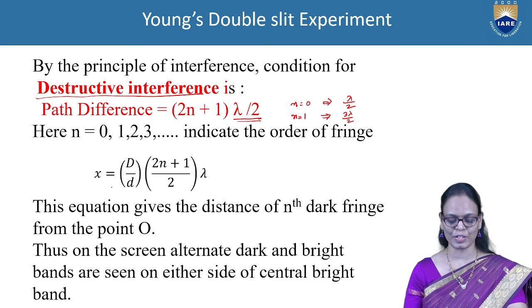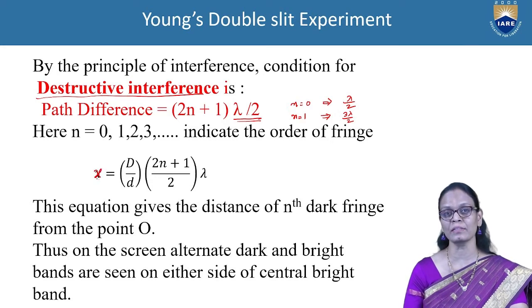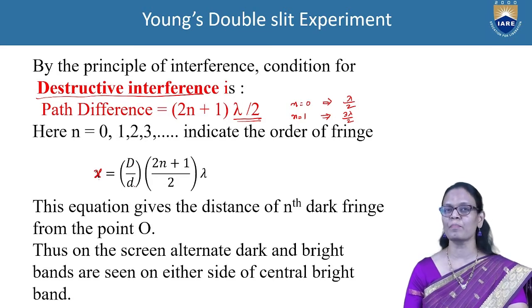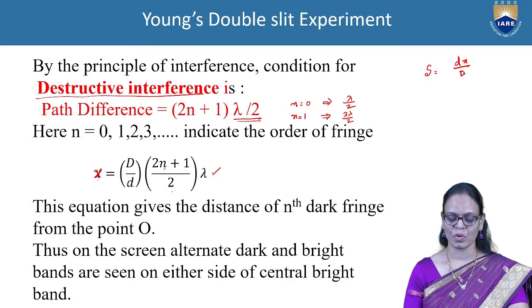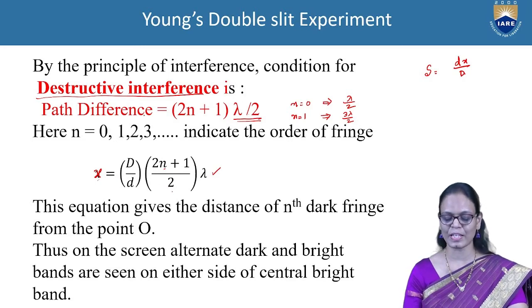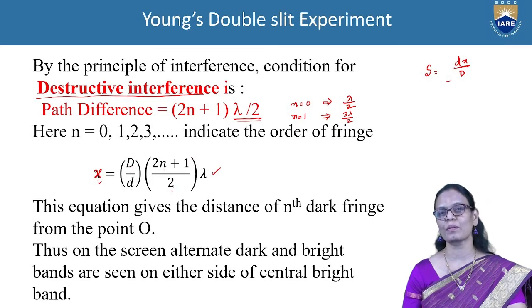So we are going to write the expression for x. So x is the distance of the nth dark fringe from the central bright fringe, which is D/d into (2n+1)/2 into λ. We are just going to substitute the formula. So x is equal to D/d, because we know delta is equal to d into x by D. So we are going to equate the two now, because we have seen path difference is equal to (2n+1) λ/2. So we are going to equate and write the formula for x: D/d into (2n+1)/2 into λ.